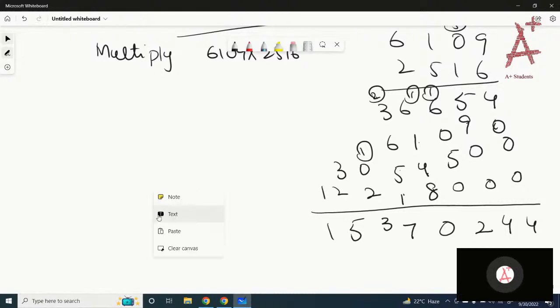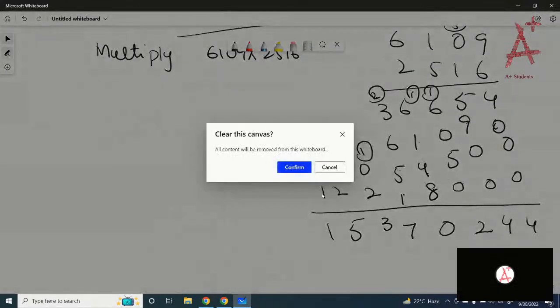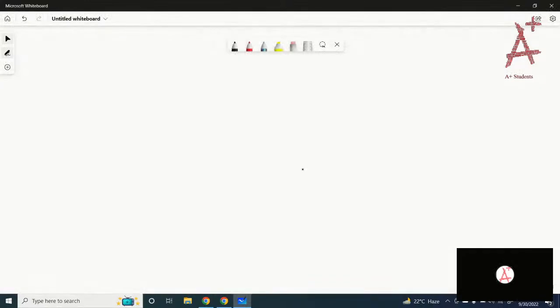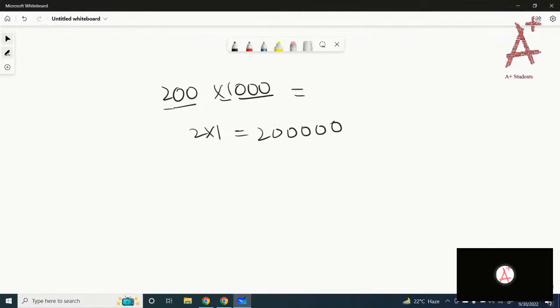Okay, the next question is 200 times 1000. So we did how to multiply the numbers with zeros, just multiply the digits. 2 times 1 is 2, and write all the zeros. We have 5 zeros: 1 2 3 4 5. Got it? Select the correct option, like the last one is the correct option, and then click on the OK button.